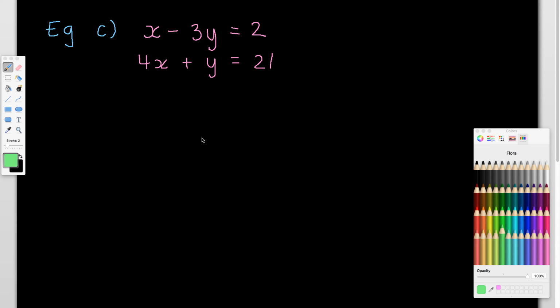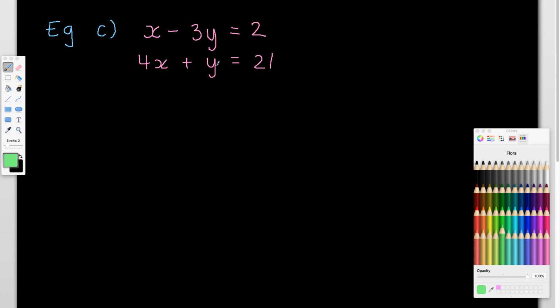So that's this one here. As you can see, the coefficients on the x's are different. So if I was to try and add them together or subtract one from the other, it's not going to eliminate. And it's the same deal with the y's. If you have a look, I've got negative 3y and I've got positive y. So adding them together or subtracting one from the other is simply not going to work.